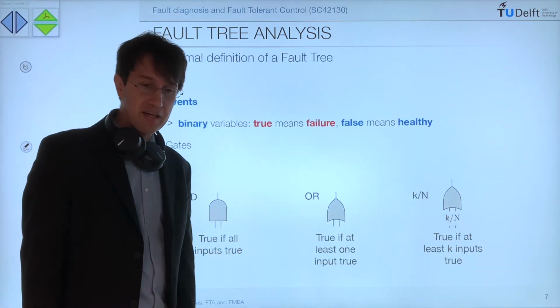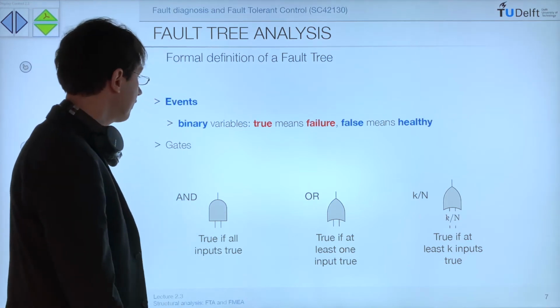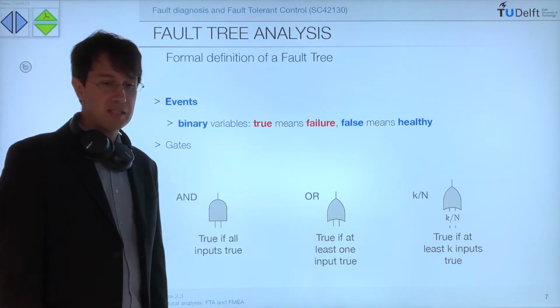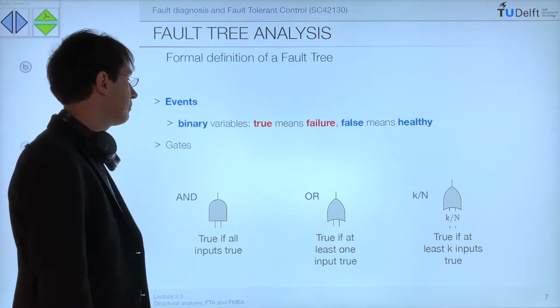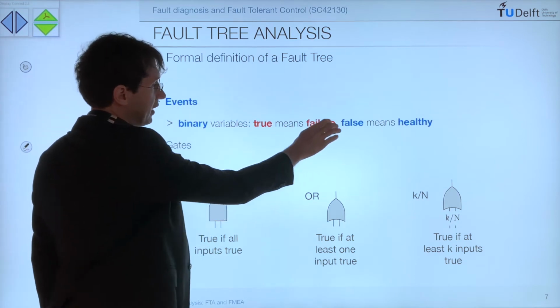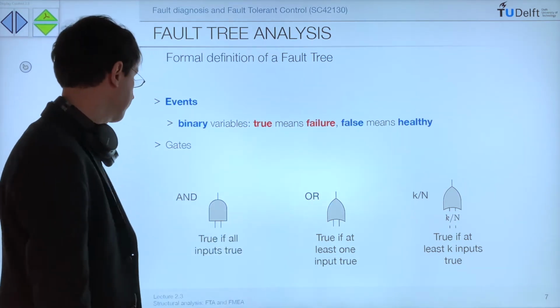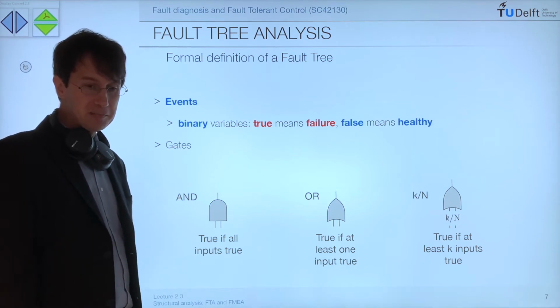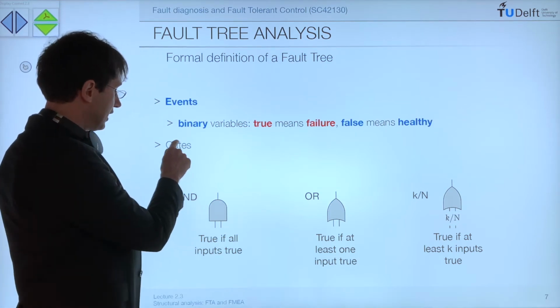So let's define things. The first thing we introduced are events. Events in the fault tree are represented by binary variables, and we work in negative logic. So true means a failure and false means healthy. And these events are combined and propagated using logical gates.